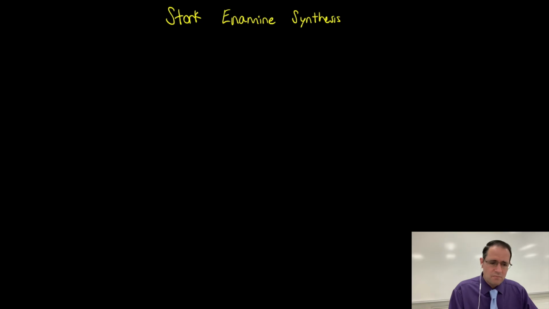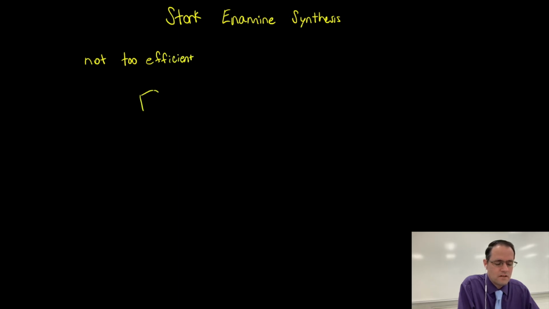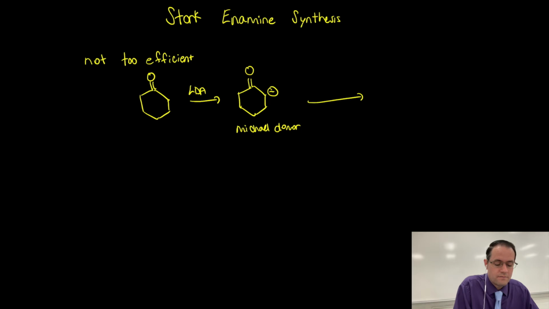Now let's talk about the Stork enamine synthesis. Okay, now let's talk about something that's not efficient, okay? So it's found that this is not too efficient, okay? And that's to take something like this, okay, transform it with LDA onto a nucleophile. And again, that's done by deprotonation, okay? And we're going to try to use this as a Michael donor, okay? And then we'll want to add this to, I don't know, an alpha beta unsaturated aldehyde as usual, and try to do H3O plus, okay? And hopefully we'll get the product, okay?